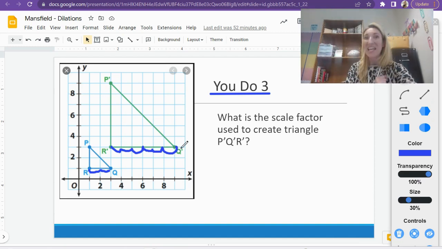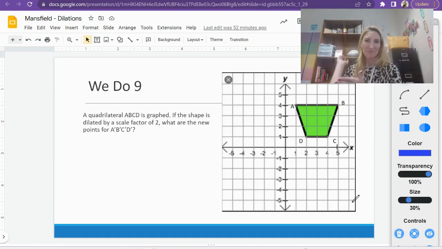2 turned into 6. That means I'm multiplying by how much? This is my question. Okay, this is scale factor. This is what I want you to tell me. Okay, I'm going to start talking. It was supposed to be a you do. I pretty much gave you the answer.